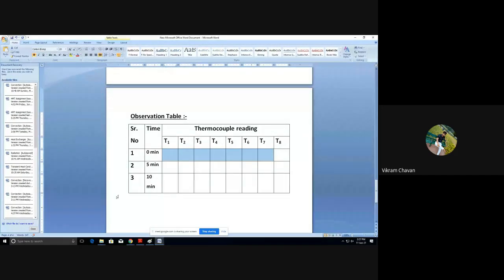Other properties we have to determine by considering the temperature chart for air at atmospheric pressure, and that chart is available on the internet or in any books. You can refer to that chart and consider the properties of air for a particular bulk mean temperature, and then we will move ahead for the calculation purpose.